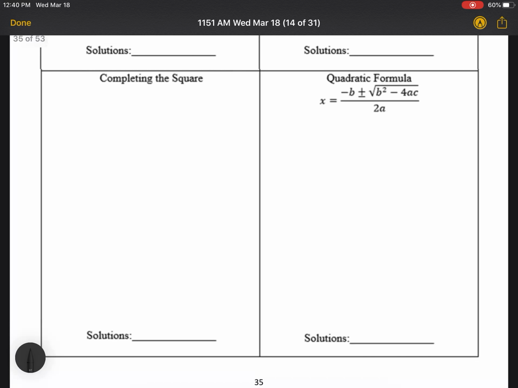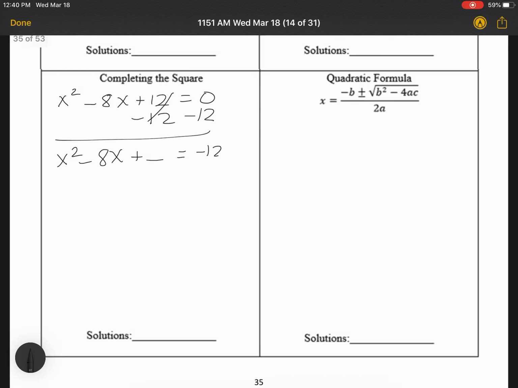Okay, let's solve this by completing the square. So our function was x squared minus 8x plus 12. I'm going to set it equal to 0. First step, move the constant. I'm going to leave space to add that value that we're going to find by taking half your b term and squaring it. So it looks like I'm adding 16 to both sides.